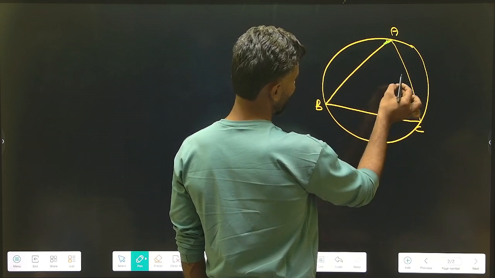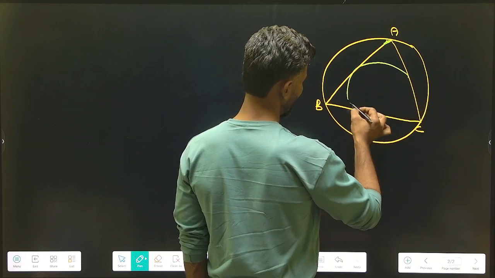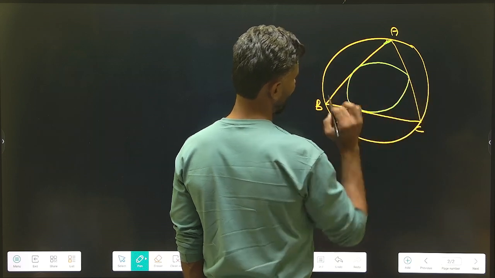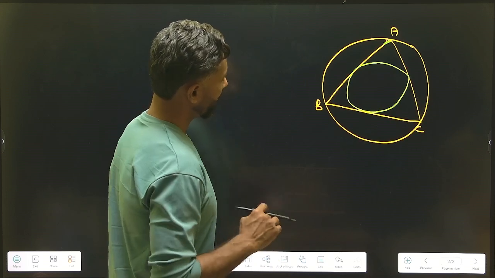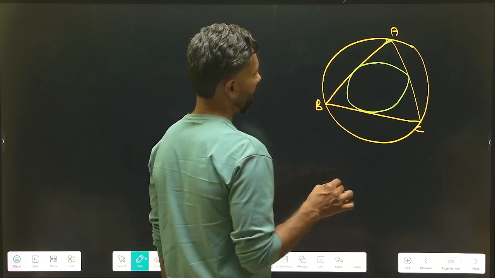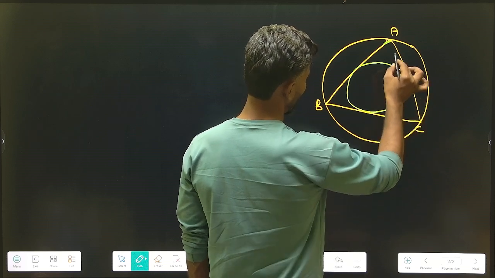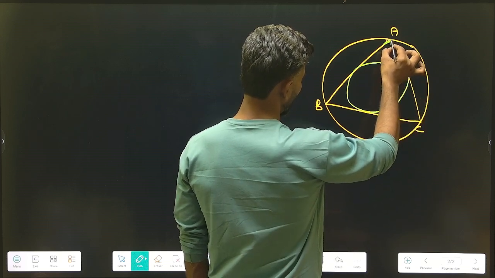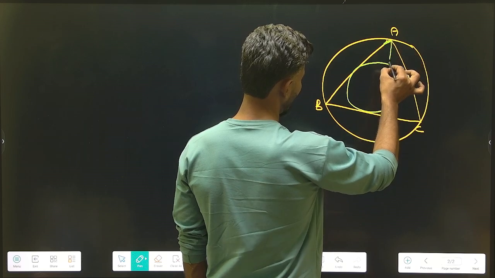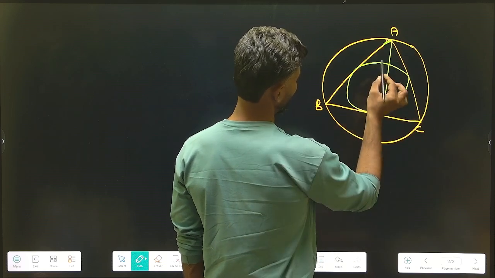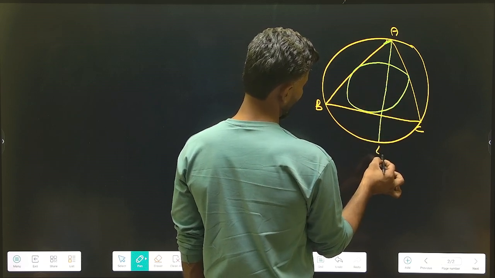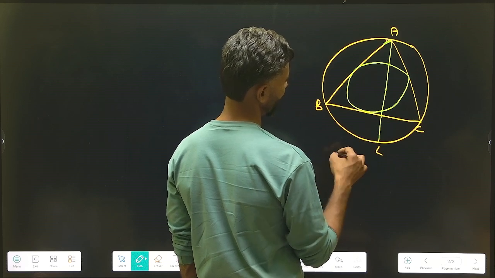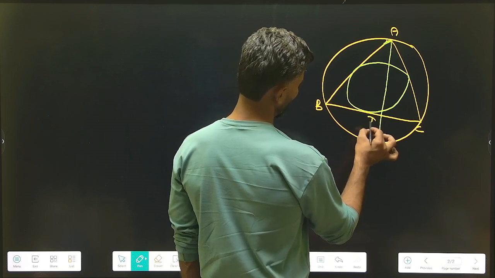Now I am drawing the incircle of the triangle inside this. This is the incircle of the triangle. Now, as we know very well, this particular line is passing through the incenter. So I'm saying this is the incenter, and it intersects the circle at point L and the side at point D.